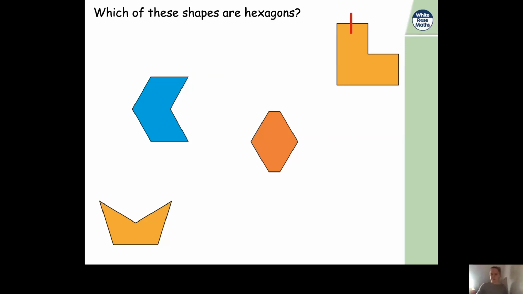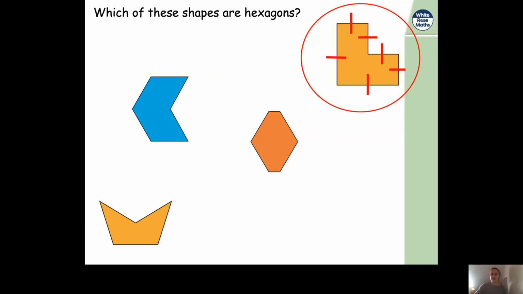So let's have a look at the first shape. So we've got the shape here and I've put a line through its first side. Now let's have a look at the second side, the third, the fourth, the fifth, and we've got one more side. So therefore, we've got 6 sides on this shape. So therefore, this shape is an irregular hexagon because it has 6 sides. So therefore, I can circle that shape, can't I?